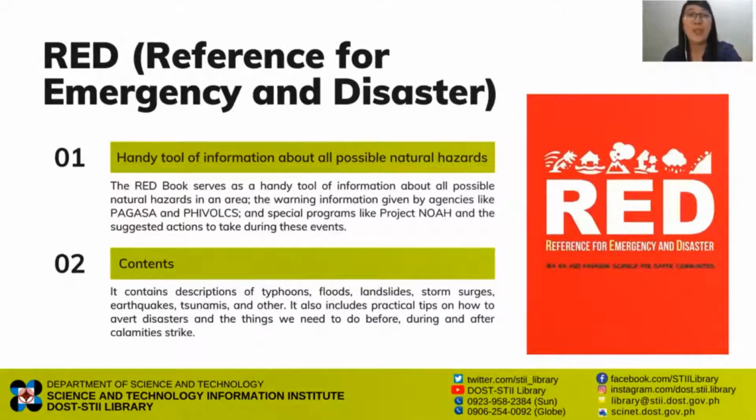Next is the Red Book, or the Reference for Emergency and Disaster Book. The Red Book serves as a handy tool of information about all possible natural hazards in an area. So the warning information given by agencies like Pag-asa and PBOX and special programs like Project NOAH and the suggested actions to take during these events. So the Red Book can be used by our grade 11 and grade 12 students as well as our teachers as a reference on the subject disaster readiness and risk reduction. So if you know someone who needs a reference on emergency and disaster, you can refer them the Red Book.